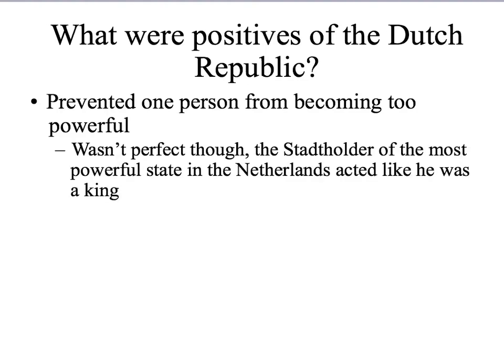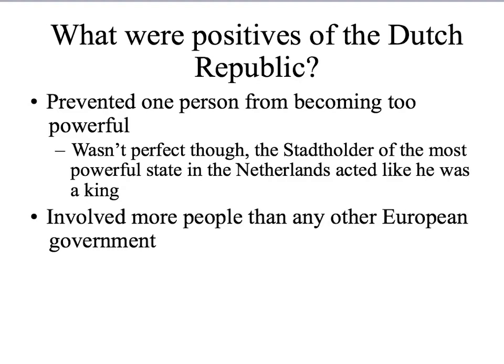Now, just because it's designed not to make one person more powerful than the rest, it doesn't mean that it doesn't actually happen sometimes, okay? Because there can be a stadtholder from a powerful state who is treated like the most powerful person in the Dutch Republic. So the system isn't perfect. However, legally, you have a lot more sharing of power than you do in any other country in Europe. And as I said a minute ago, this style of government involves more people than any other European government at the time. Now, think about this. How could this be a good thing? And how could this also be a bad thing?